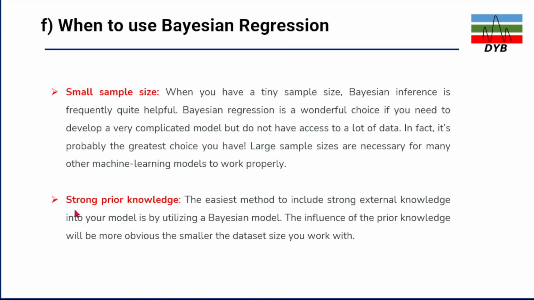And also the second thing is strong prior knowledge. If you have strong prior knowledge in the data, then it is the easiest method to include strong external knowledge into your model by utilizing Bayesian models. And the influence of the prior knowledge will be more obvious the smaller the data size you have.